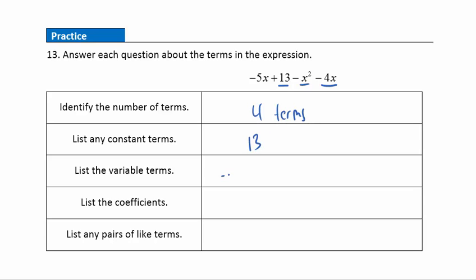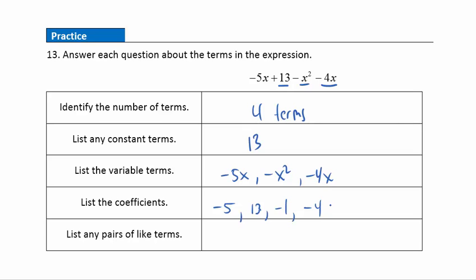Variable terms, we have negative 5x, we have negative x squared, and we have negative 4x. Be sure that you are listing the signs with these. It's not okay to write 5x here. We want to make sure we have a negative 5x there. Okay. Coefficients, every term has a coefficient. So let's see that. First term has a coefficient of negative 5. Next term, coefficient is 13. Third term, it's understood that there's a 1 there, so that is a negative 1 for the coefficient, and then finally a negative 4 for that last coefficient.